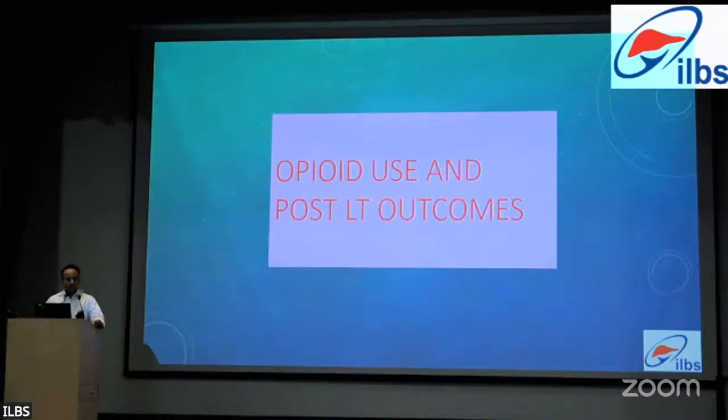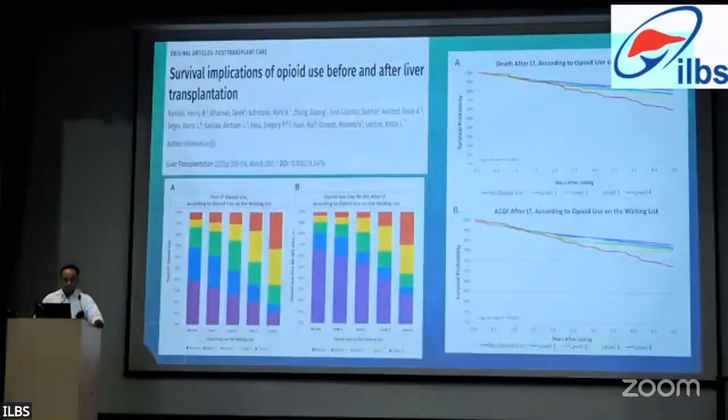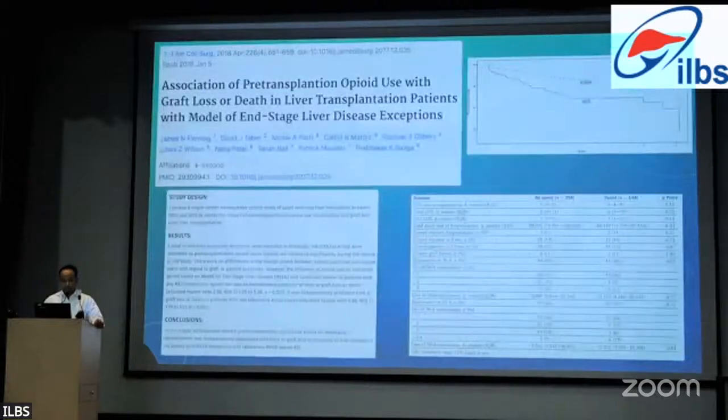A couple of studies about opioid use and post-liver transplant outcome. This study is from a transplant registry which spanned over 5 years, and they tried to find out the impact of pre-transplant and post-transplant opioid use on post-transplant mortality and graft loss. They found that there was almost a 50% increase in odds of graft loss and a 40% increase in odds of mortality in patients who were consuming opioids in the pre-transplant period.